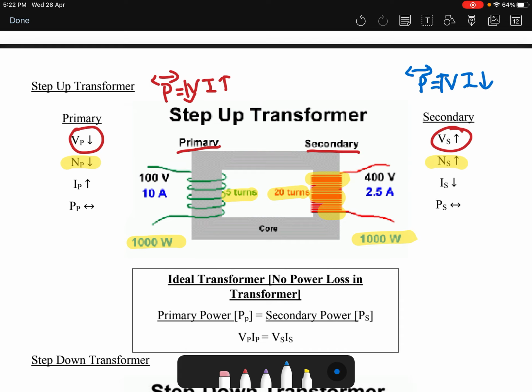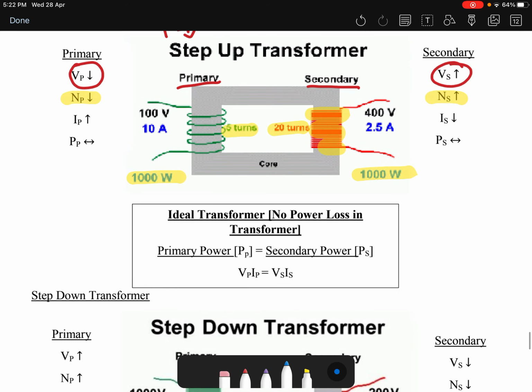This is the principle of conservation of energy. Assuming that it's an ideal transformer, your power must be the same before and after. So that's why every time your voltage is high, your current will be low. Just take note of this. Primary power is equal to secondary power. If the primary voltage is low, your current in your primary coil is high, and at the secondary, if your voltage is high, your secondary current is low.